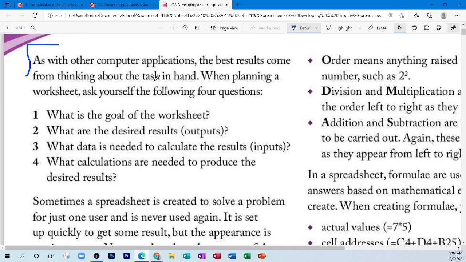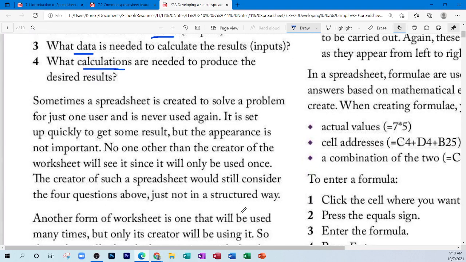Yes, sir. As with other computer applications, the best results come from thinking about the task in hand. When planning a worksheet, ask yourself the following four questions. What is the goal of the worksheet? What are the desired results, outputs? What data is needed to calculate the results, inputs? What calculations are needed to produce the desired results? Continue.